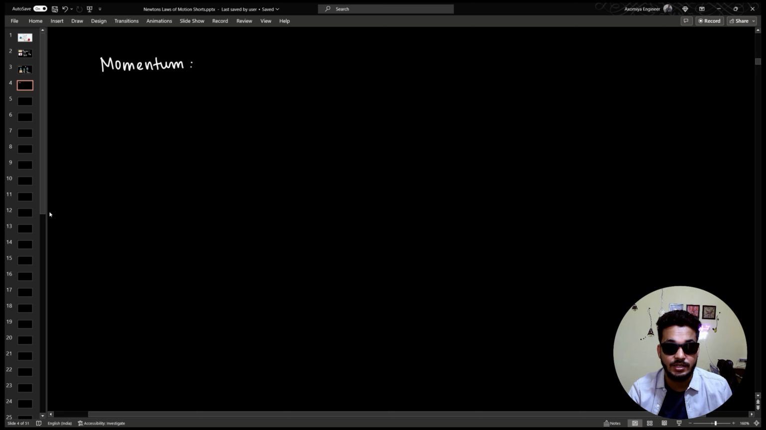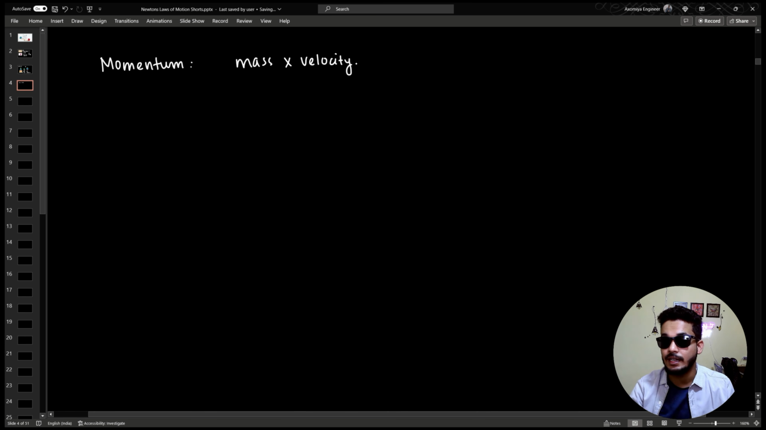is that particular quantity which is essentially mass times velocity, right? So something that has a very high momentum would have a product mass into velocity which is much greater. So mass into velocity is the momentum. Its unit is kg meter per second.